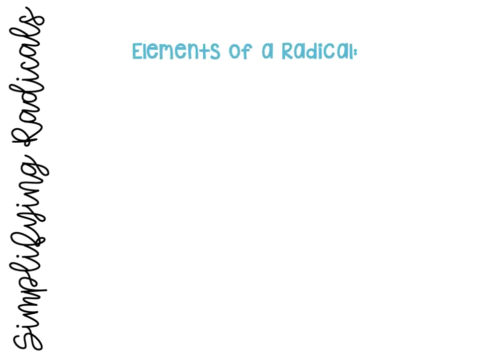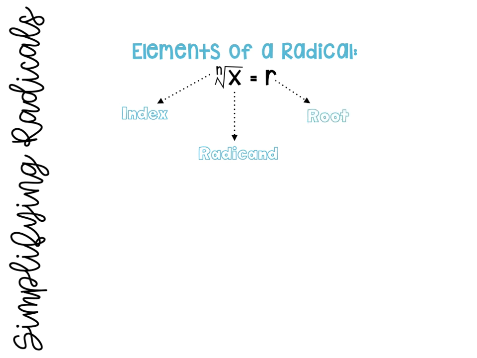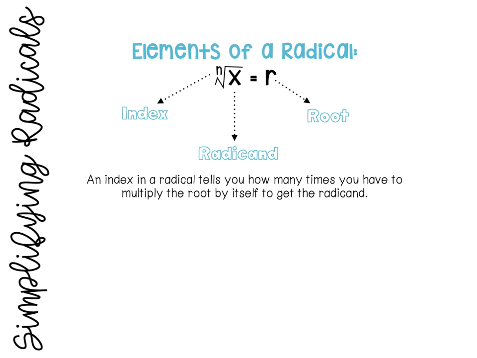First, I want to talk about what the elements of a radical are. The little tiny number is called an index. The piece underneath the radical is called a radicand, and your answer is called a root. An index in a radical tells you how many times you have to multiply the root by itself to get the radicand. If there's no index shown, it is understood to be a 2. So normally when you see no little number there, you just say it's a square root.